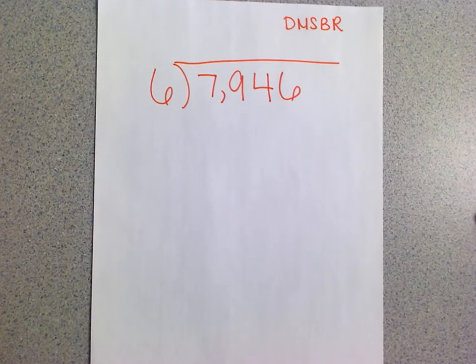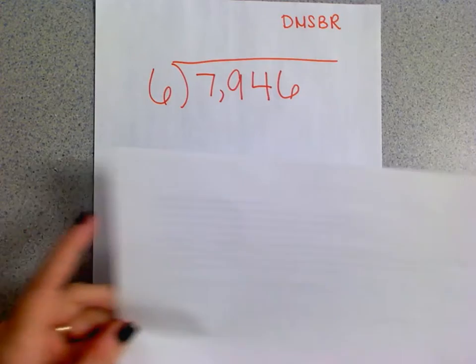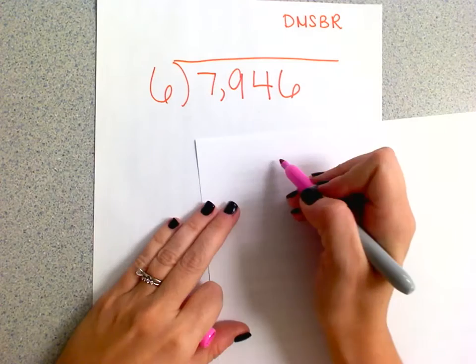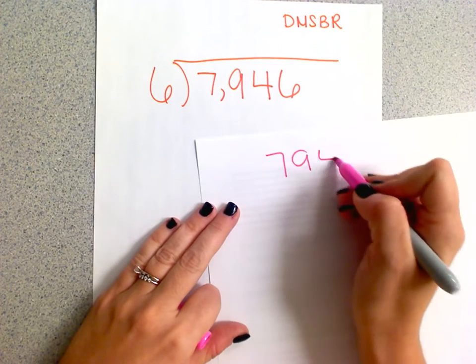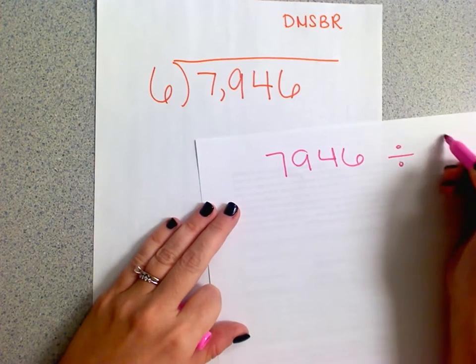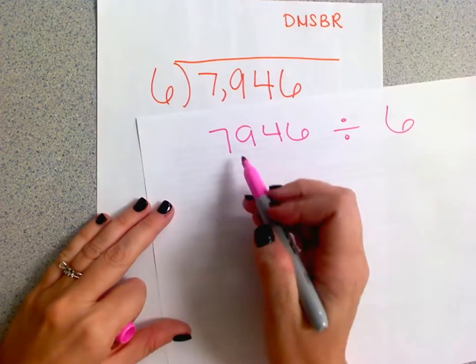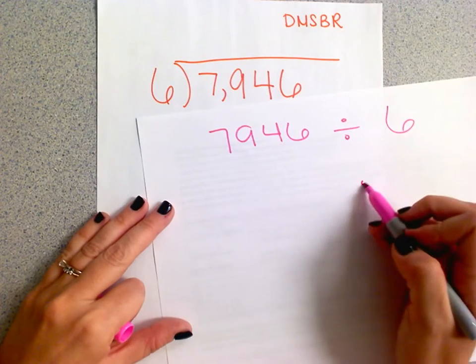And we are ready to start this long division problem. Actually, oh my goodness, which step did Mrs. Armstrong forget? She forgot the estimation step, right? So we have 7,946 divided by 6, and we're just looking for an estimation.